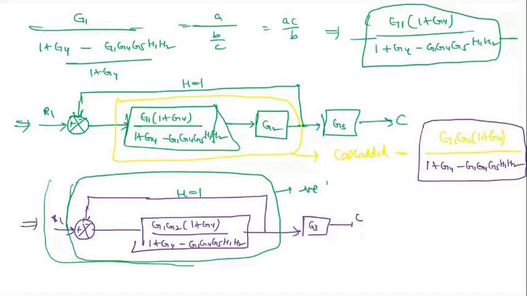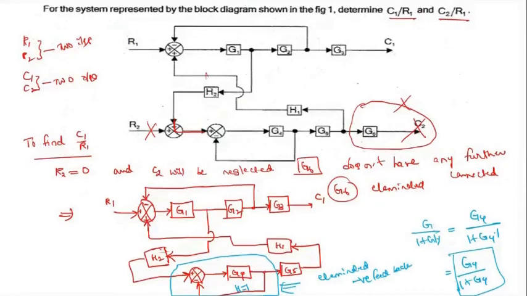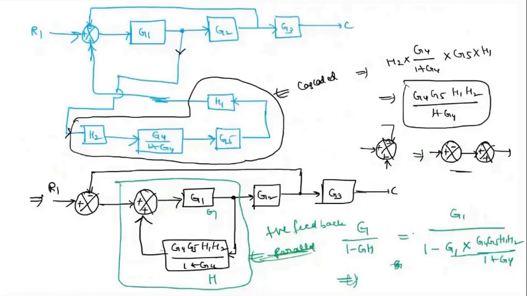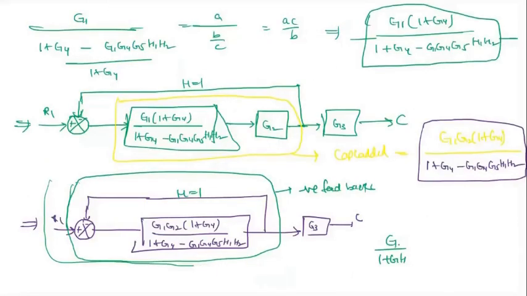So for elimination of negative feedback, what is the formula? G by 1 plus GH. This is the formula for elimination of negative feedback. Already I told you previously, for negative feedback, you can write G by 1 plus GH. For positive feedback, G by 1 minus GH. Again for negative feedback, G by 1 plus GH. So here this block will be G, and this is H.